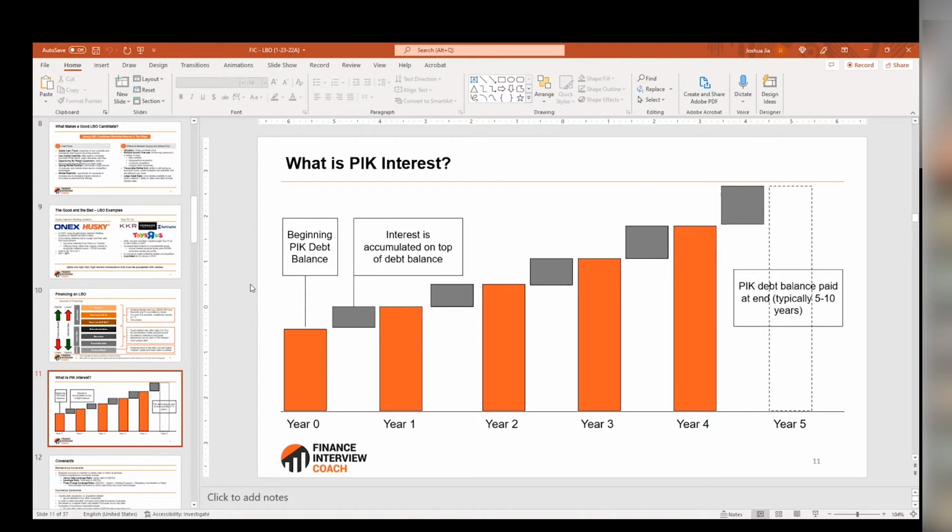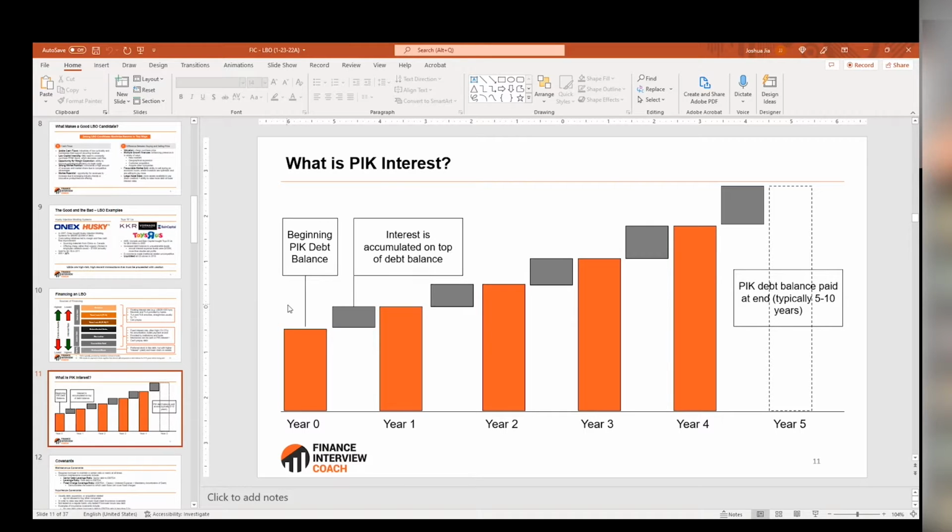What is PIK interest? PIK interest is basically when you don't pay the interest in cash. You might have heard this before, it's called payment in kind. So if a PE firm is like, I want to do add-on acquisitions, I bought this little beachhead, this small company, and I want to roll up the industry, but that's going to cost money. And this company doesn't have a lot of cash flow.